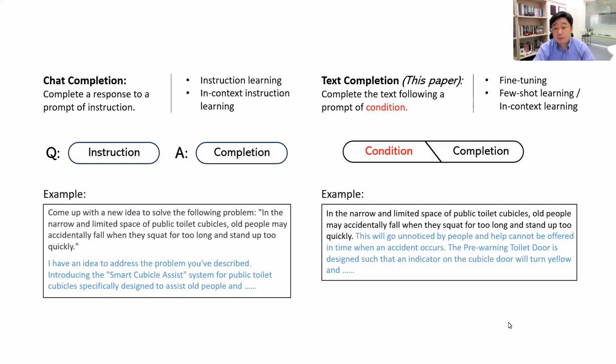But our work is different. We focus on text completion, completion of a text that represents a design concept. In this case, we provide a prompt of condition. Then the AI model will complete the text following the prompt of condition. So the text actually represents the design concept.